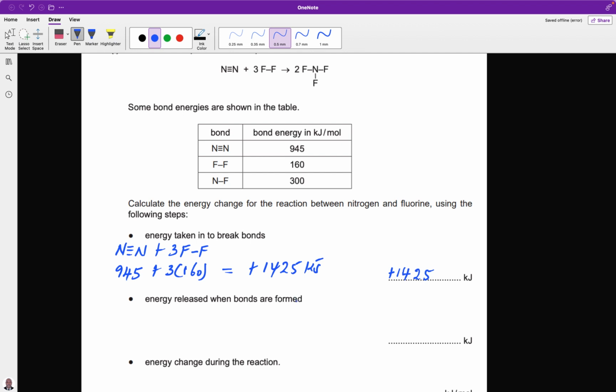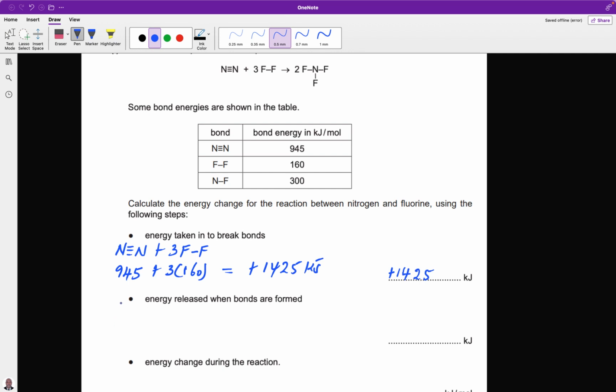Remember, I said energy is released when bonds are formed. So when bonds are being formed, we are doing what? It involves the products. Energy is being released to the surrounding. It is exothermic, and the value is what? Negative.